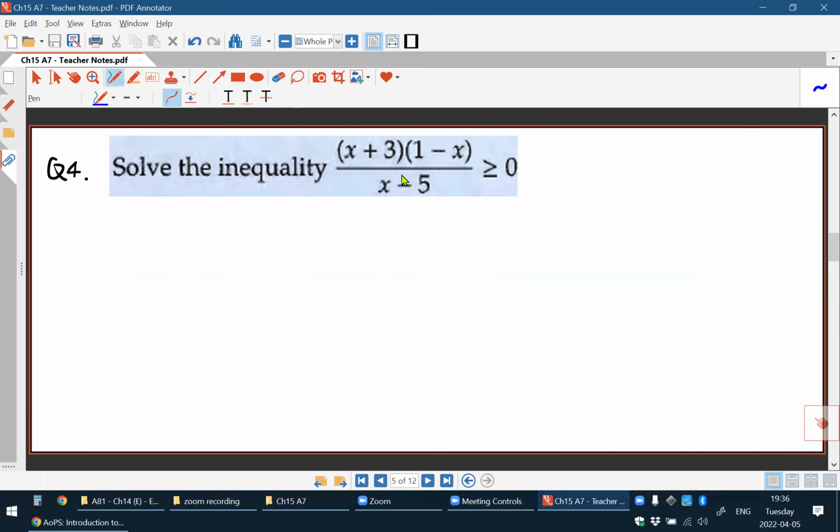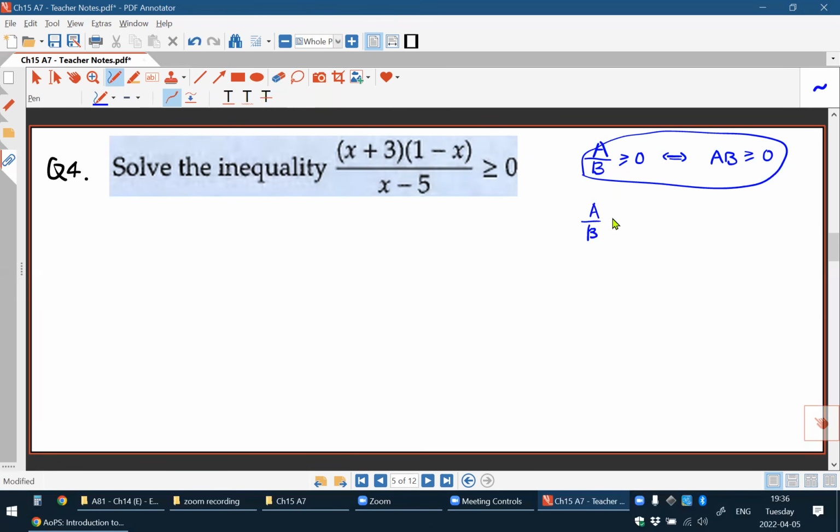Okay, next one. It seems that if you have a ratio that is greater than or equal to 0, this one is equivalent to the product of these two numbers being greater than or equal to 0. The question is, is this one correct or not?